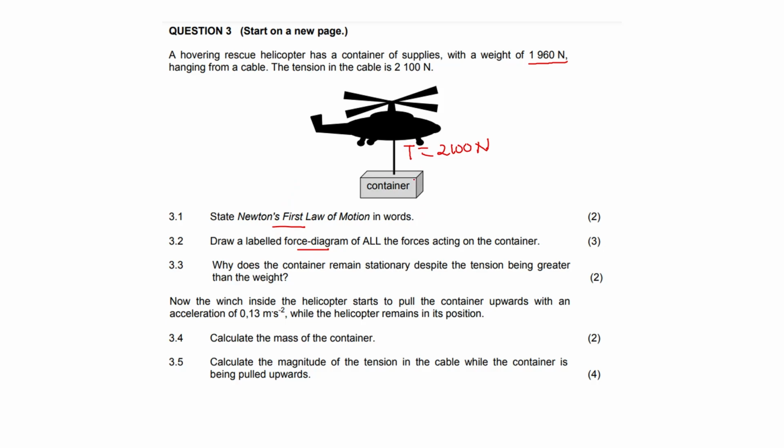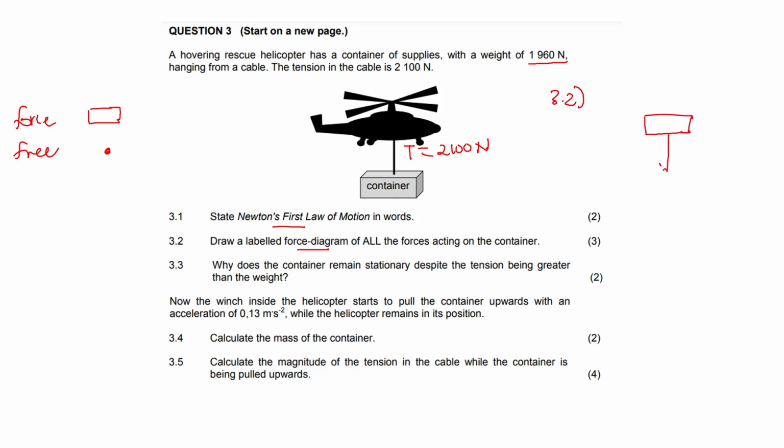Please guys, know the difference between force and free body diagrams. For a force diagram, you will draw a block. For a free body diagram, you will just draw a dot. And they want the block, right? So for 3.2, they want the block. All right, what are the forces acting on this block?